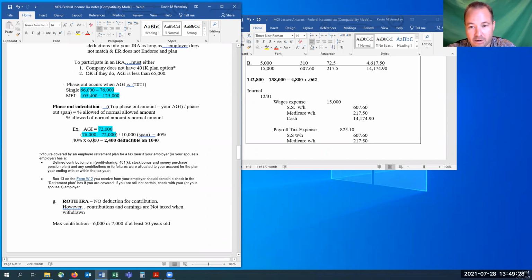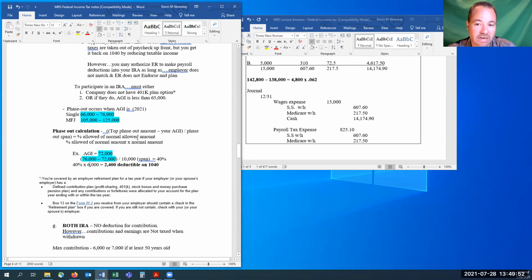And you would do that no matter what. Let's say you were at 67,000. You would take 76 minus 67, which would be 9. So 9 over 10 would be 90%. You could do 90% because you're real close to that phase out amount. So they give you 90%. You can take 90% of 6,000, which would be 5,400.